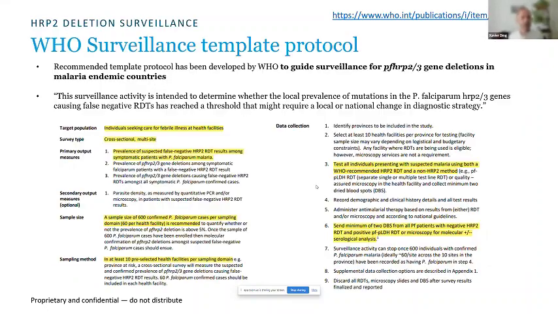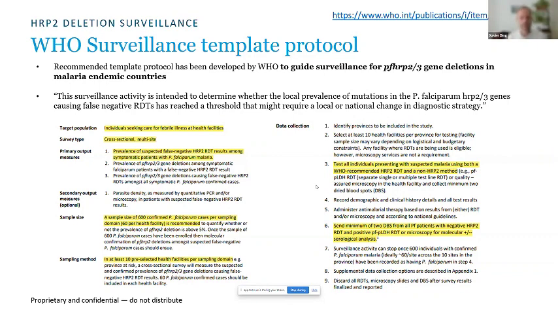If we move to this WHO surveillance template protocol, it has been designed to guide surveillance for HRP2/3 gene deletion in malaria endemic countries. Obviously, it's nice to have such a protocol because it helps work according to best practices. It also enables data to be generated in a similar manner and to be much more comparable, which is a bit challenging when everyone looks for HRP2 deletion slightly differently, using different protocols, which makes data comparison challenging.